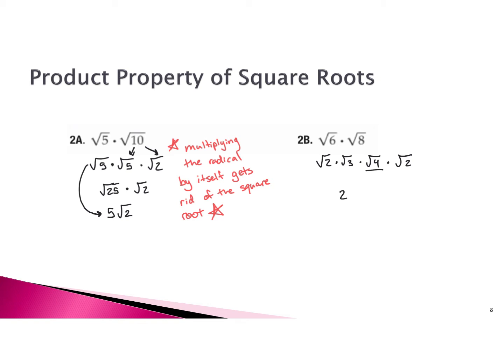But looking at my red rule, the rule multiplying a radical by itself, I see I have the square root of 2 and another square root of 2. Therefore, when you multiply a radical by itself, the radical goes away. All right, the square root of 3 doesn't go any further than that, and it just comes straight down. Therefore, my answer is 4 times the square root of 3.